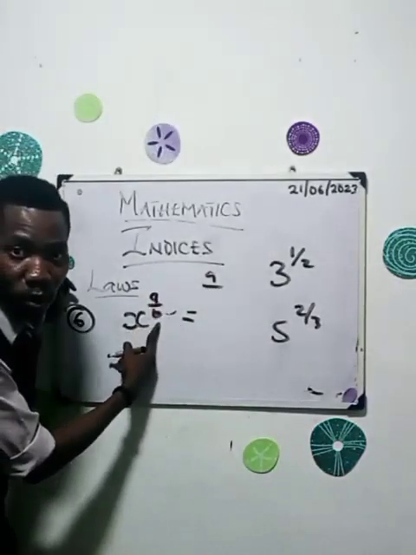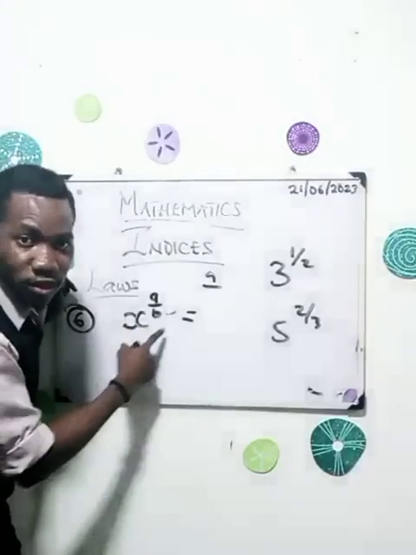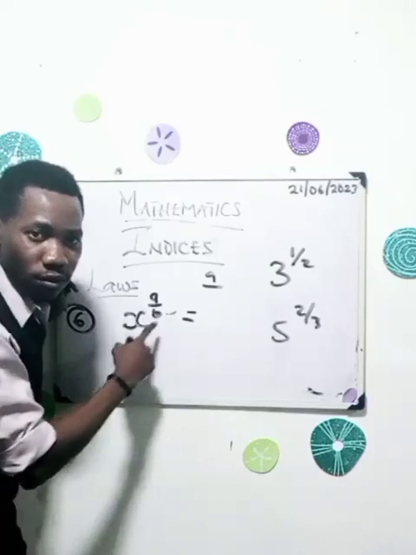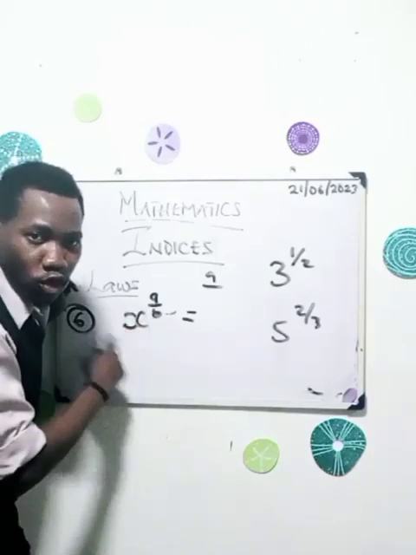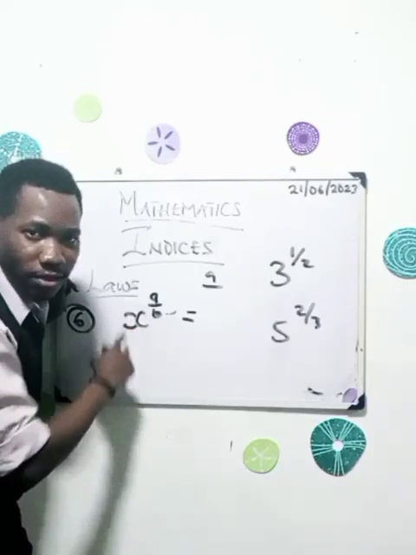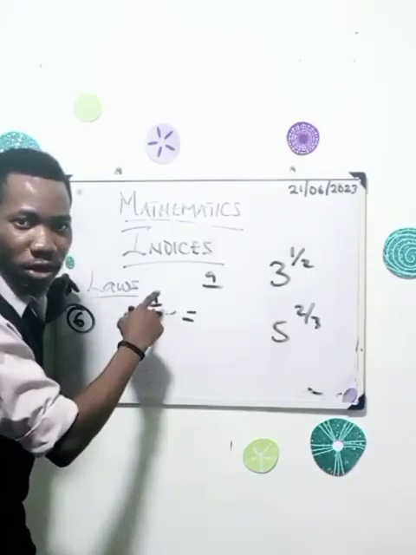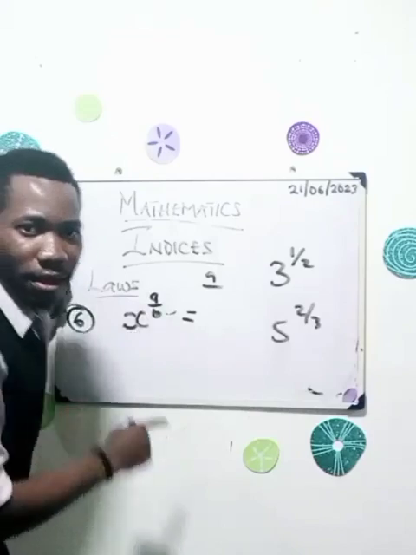So the number down will become the root of this. If the number down is 2, you are going to get the square root. If it is 3, you are going to get the cube root. If it's 4, you're going to get the fourth root. Alright? So whatever number you have down becomes the root, and whatever number you have up becomes the power.